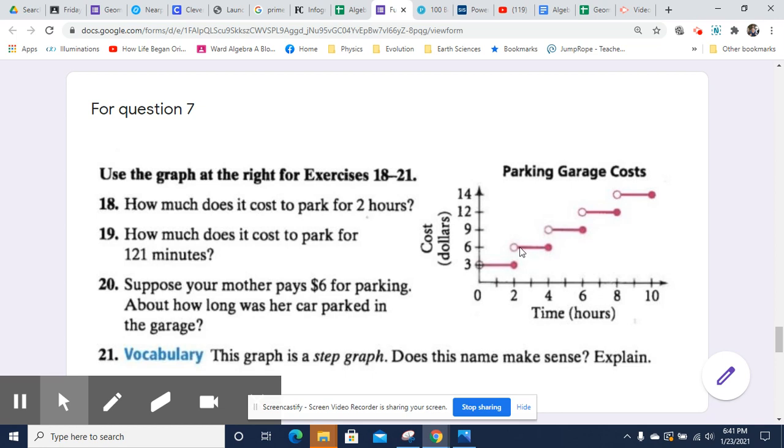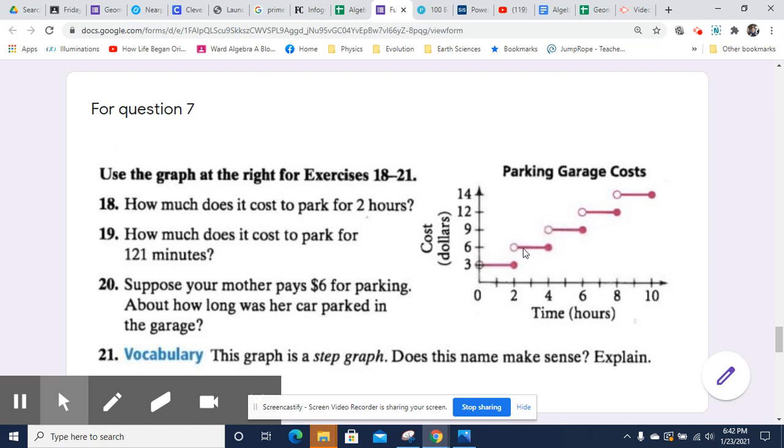And that is how a lot of parking garages work. And this is a step graph. It goes in steps. It does not go in a smooth, continuous, proportional sort of pattern. So you get to 2 hours. As soon as you're a second past 2 hours, you hop up here and you're now in the $6 range. And that is true from anything more than 2 hours up to and including 4 hours. So you're going to be paying $6 if you get to 121 minutes. That's what the graph is showing you.